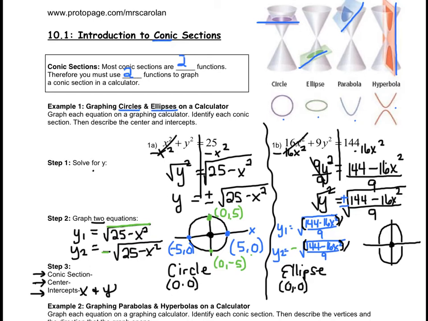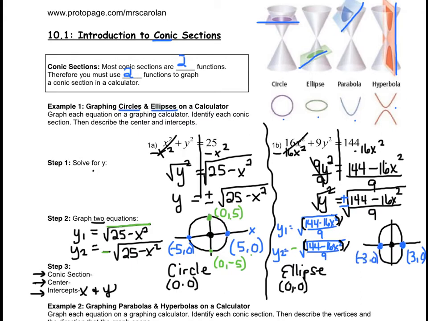And now we need the intercepts, the x and the y. So I'm going to just label them right on the graph. Right here and right here are x-intercepts. Those are 3, 0 and negative 3, 0.